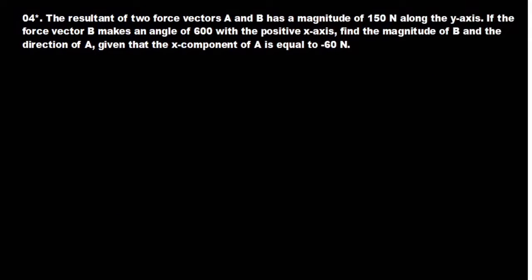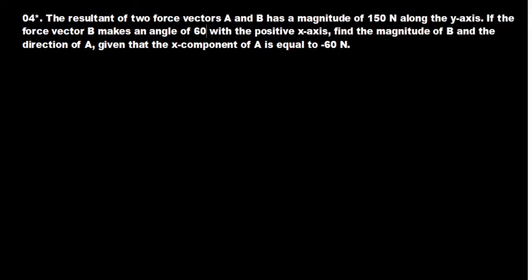Okay, the last question in this video. The resultant of two forces, vectors A and B, has a magnitude of 150 newtons along the y-axis. If force vector B makes an angle of 60 degrees with the positive x-axis, find the magnitude of B and the direction of A, given that the x component of A is equal to negative 60 newtons.